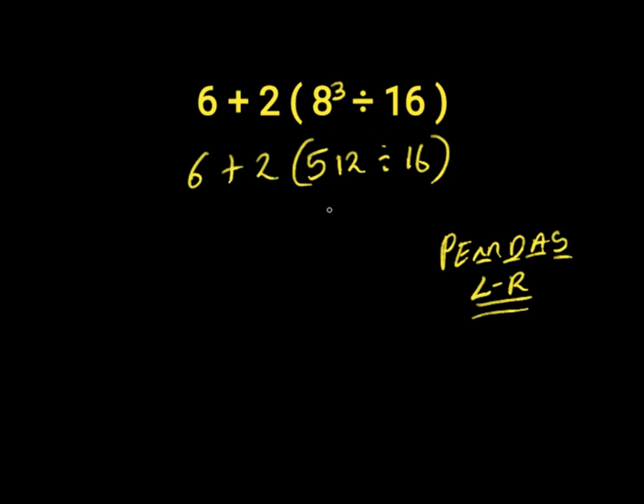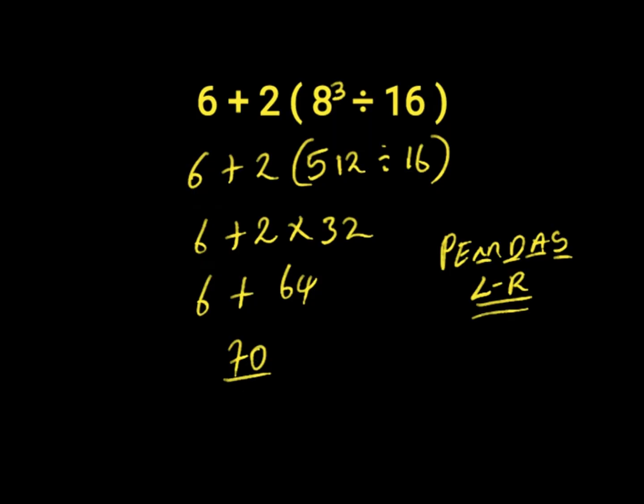512 divided by 16 will give us 32. Then we have 6 plus 2 times 32. Remember, if a number is close to a parenthesis, note that there's a multiplication sign in between. 2 times 32 will give us 64. Then we have 6 plus 64. 6 plus 64 is equal to 70. 70 is the right answer to this question.